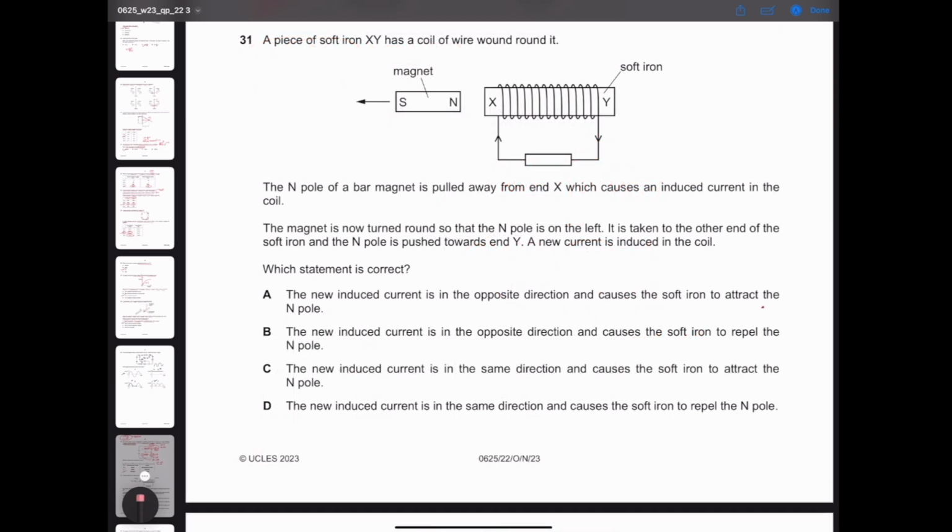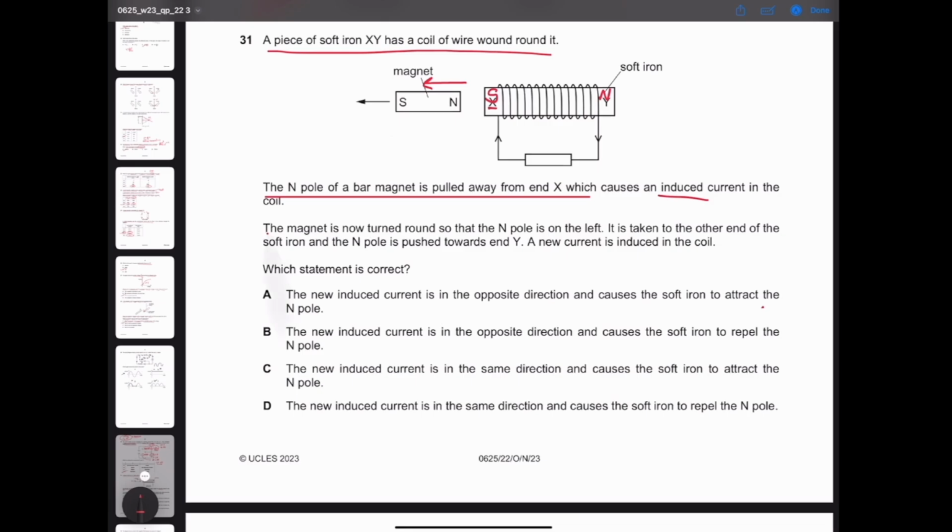Now, this question is regarding Lenz's law. A piece of soft iron X and Y has a coil wound around it. The north pole is pulled away from end X, which causes an induced current. See, if north pole is pulled away, then according to Lenz's law, X will form a south pole here, north pole here. If you try to go away from the solenoid, it will try to pull you. If you try to enter inside, the solenoid will try to repel you, resist you. So south pole will be here.